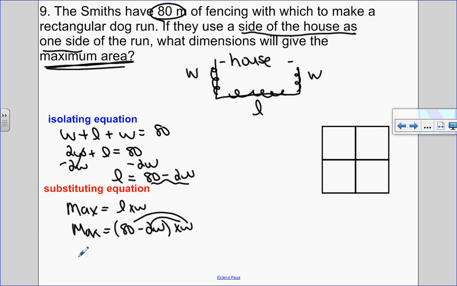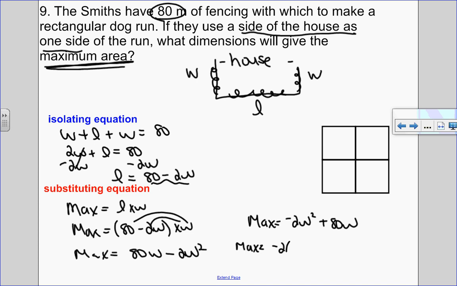So distributing this in, my maximum area is going to be 80w minus 2w squared. Or rearranging it with my w squared first, it'll be negative 2w squared plus 80w. So this is what I want to complete the square for. So to complete the square, I'm going to factor out my negative 2. Negative 2w squared divided by negative 2 is w squared. 80w divided by negative 2 is negative 40w, and leave myself some space.